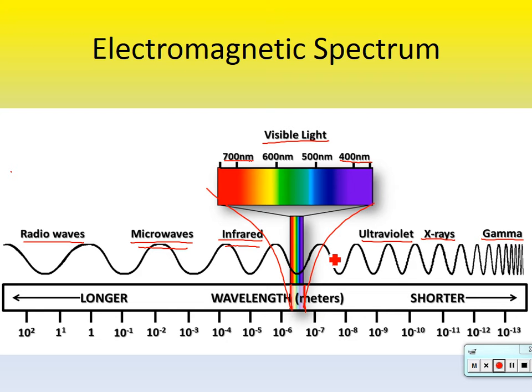Okay, and then we get to the other part of the electromagnetic spectrum. Now this part, the waves are too small in terms of wavelength for our eyes to pick up. Ultraviolet, the UV rays coming from the sun. We can't see them, but they're there.